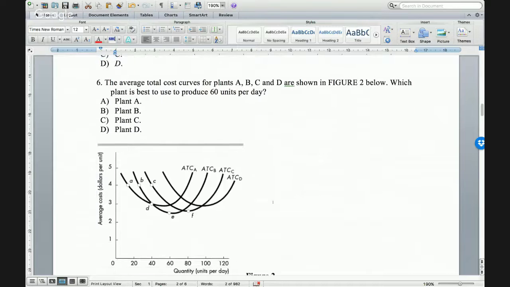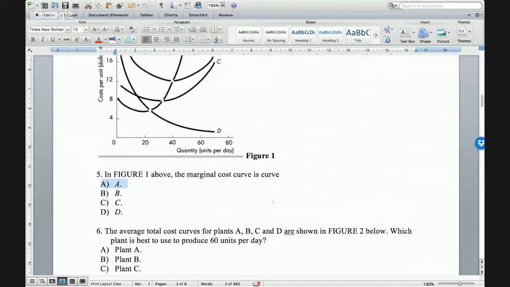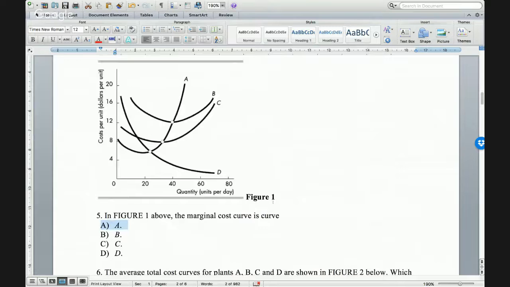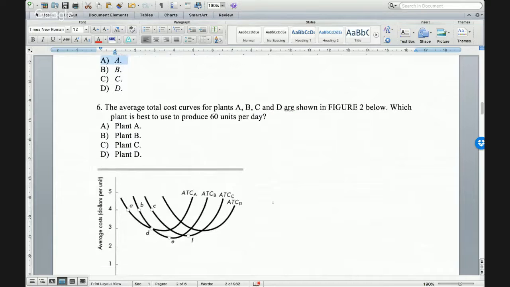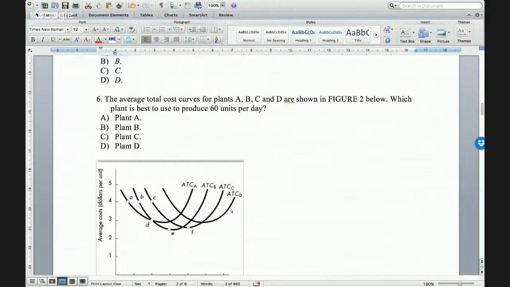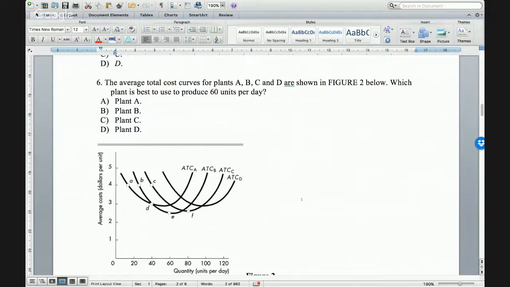6. Another diagram. Please note that these diagrams could come in use later on for other multiple choice questions or in long questions that you could be asked. So the average total cost curves for these 4 plants, A to D, are shown in the figure. Which plant is best used to produce 60 units? Okay, let's look at 60 units here. Whatever curve hits its lowest point at this figure is the best one to use. So identify that curve, and that belongs to plant B. So your answer here is B, plant B.